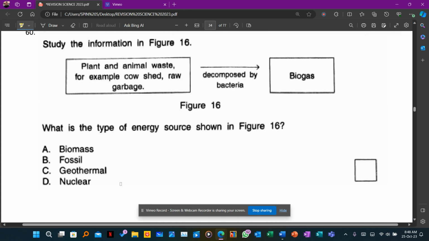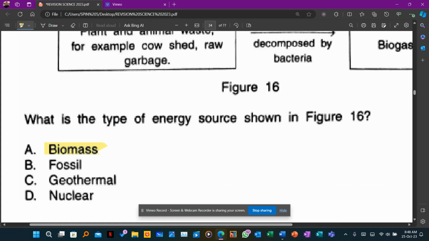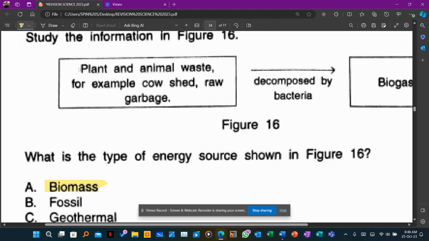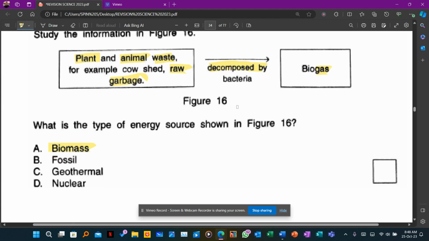Okay, next one. Just now we mentioned biomass. So biomass means living things. Mass means the part of the living things. In this case, it means dead plants, dead animals, their waste, and then raw garbage. Raw garbage means the food waste that you don't eat or dead plants from agriculture. You can actually use all those, combine it with bacteria to be decomposed, and it will produce gas called biogas or methane actually, and that biogas will be used to produce energy.